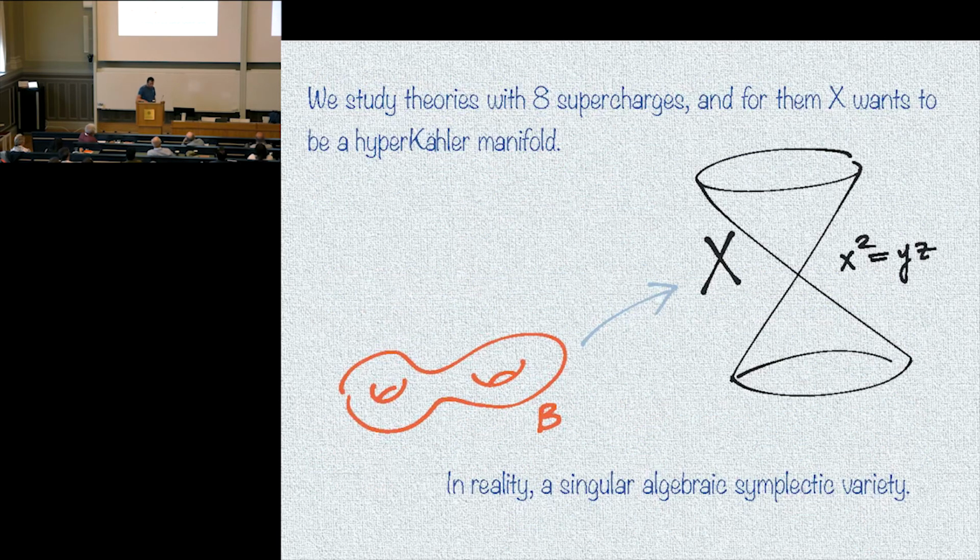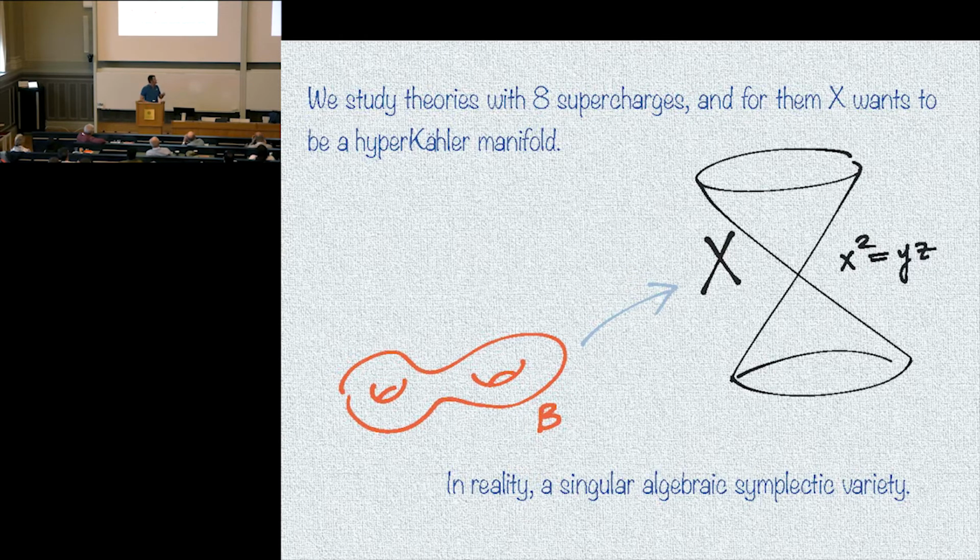And the theory we want is with 8 supercharges, and then that moduli space of vacuum wants to be a hyperkähler manifold, but in reality it's not quite a hyperkähler manifold, more like a singular algebraic symplectic variety. And I want to point right away that we don't study them completely supersymmetrically.